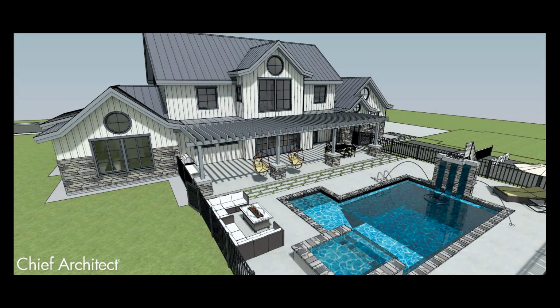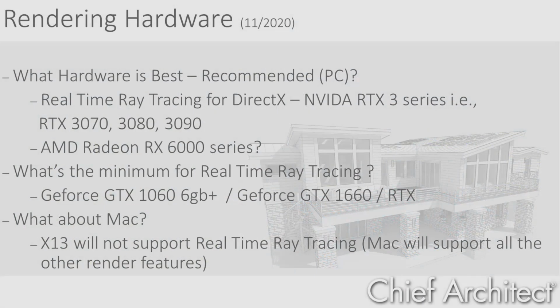Let's take a look at what the rendering hardware requirements are for Chief Architect X13, and really, what hardware is the best. Today, as of the first part of November, real-time ray tracing for DirectX, one of the best cards that we're aware of would be the NVIDIA RTX 3 series. And specifically, what I've used here for the demonstration is the RTX 3080. And just on October 28th, AMD announced a new Radeon RX 6000 series that should support real-time ray tracing. However, we have not been able to verify that. That card should ship the mid part of November.